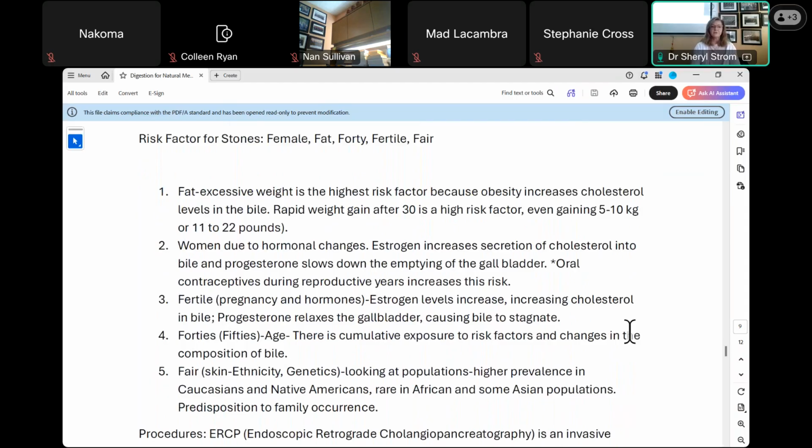Okay, number 3, fertile: pregnancy and hormones. Estrogen levels increase cholesterol in bile. Progesterone relaxes the gallbladder, causing bile to stagnate. Then 40s and 50s. There is cumulative exposure to risk factors and changes in the composition of the bile.